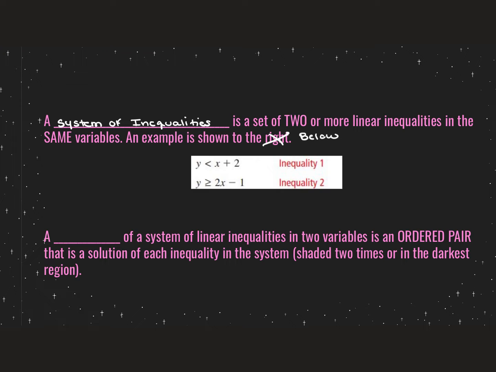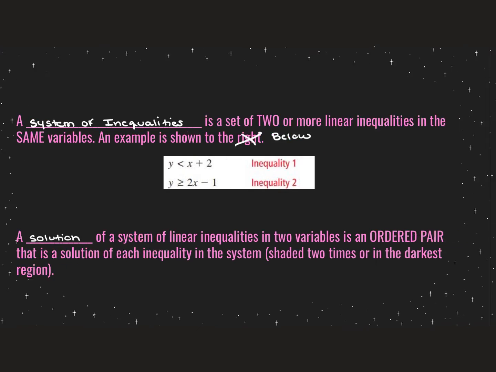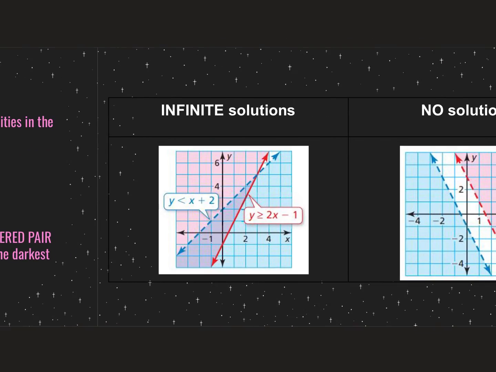All right, so a solution of a system of linear inequalities in two variables is an ordered pair that is a solution of each inequality in the system, shaded 2 times or the darkest region. If we go to the next slide, it'll make a little bit more sense.